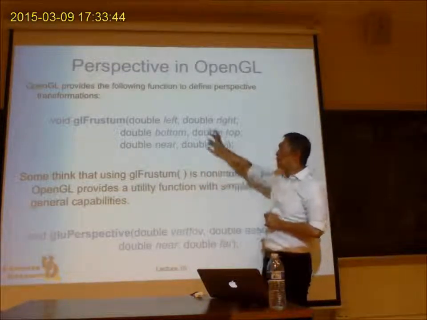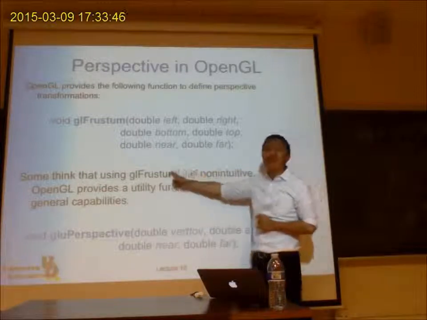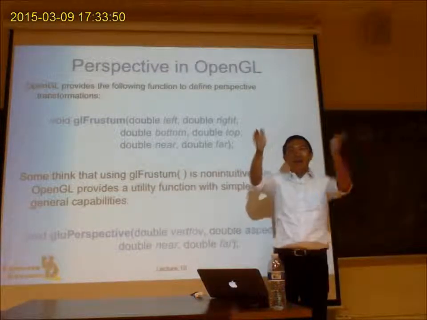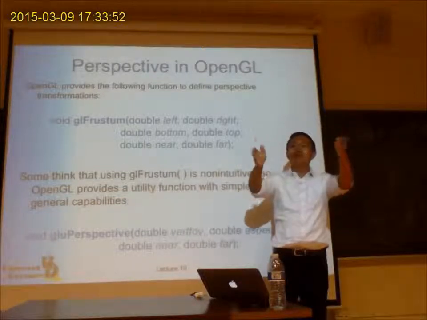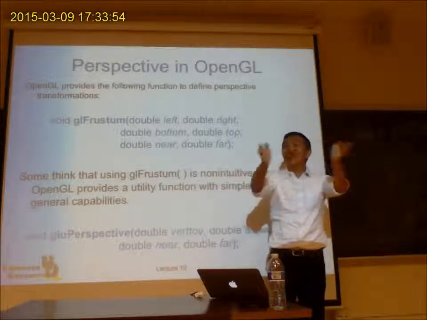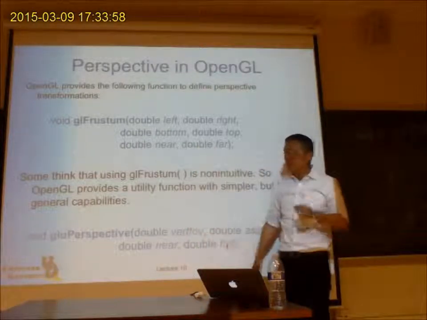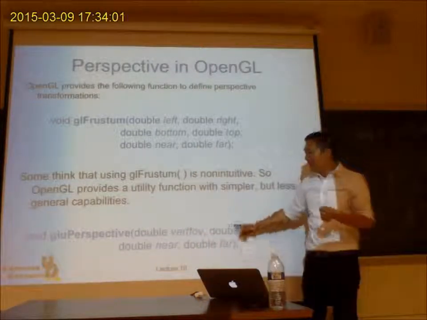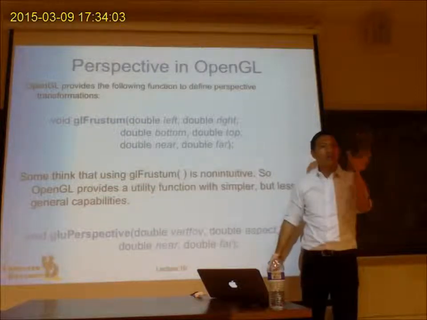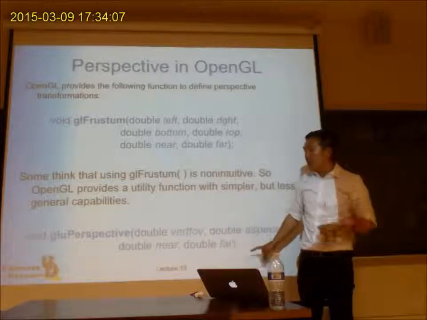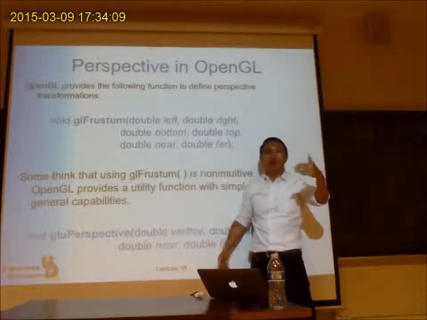Using this is not very straightforward, right? Generally, you won't specify a camera by saying the camera can only see this part of the world. It's very ridiculous. You specify the camera the other way. Most often you use gluPerspective. You say, okay, my camera has a vertical field of view of so many degrees, and has a certain aspect ratio, and you specify near and far.